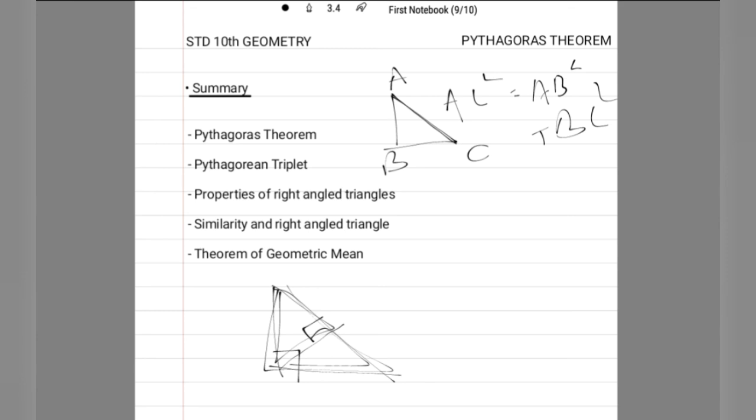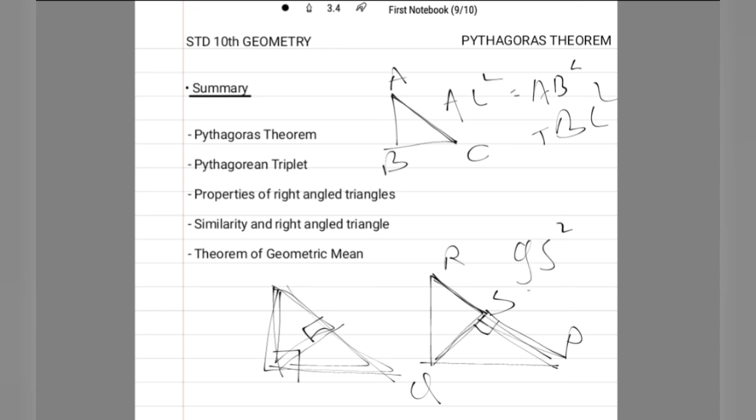The next thing which we learned is theorem of geometric mean. Now this is the latest topic which we learned, and according to that, it says that if we have a right angle triangle and we draw a perpendicular to its hypotenuse, then the product of the divided sides is equal to the square of the perpendicular. That is, if it is R, S, P and this is Q, then we get QS square is equal to RS into SP. So this is what they want to say from it, and this is all we have learned for today.